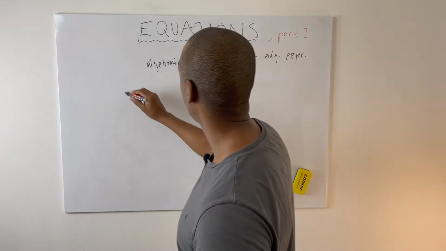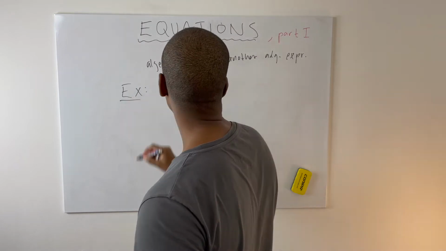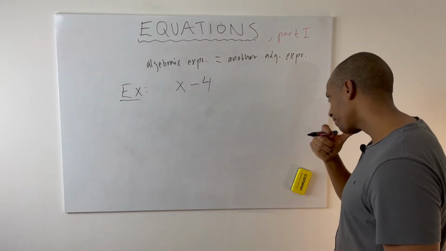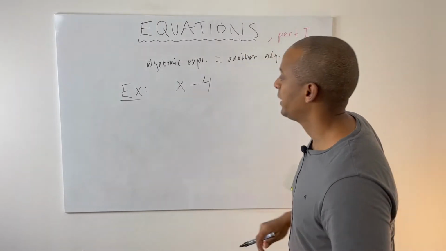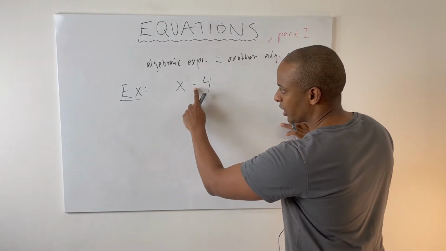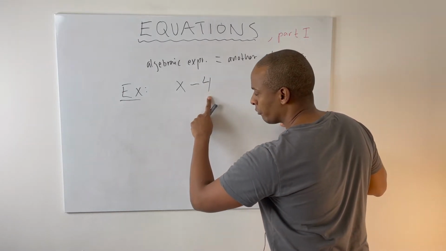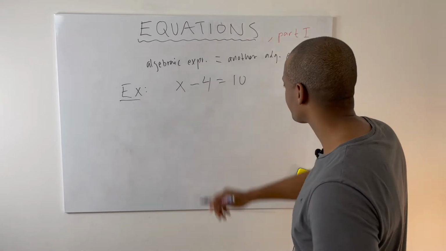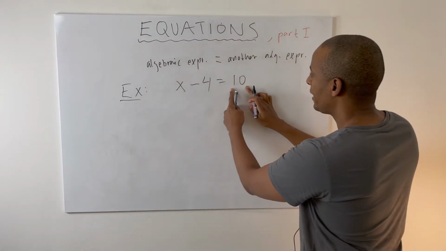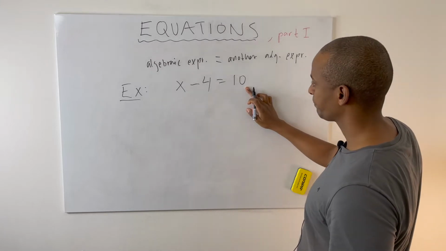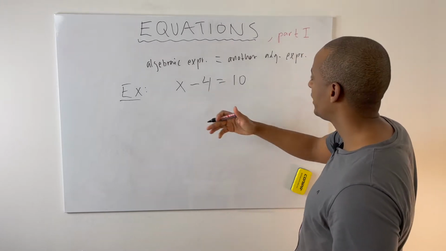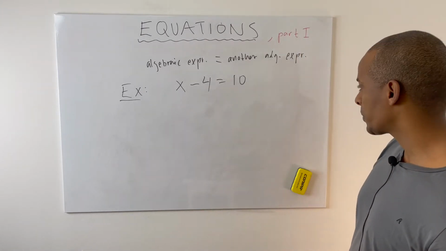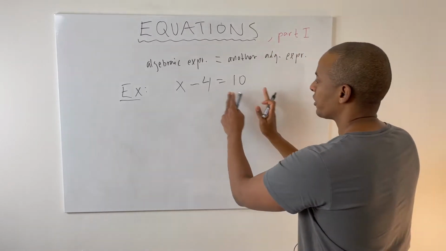So we start with this. Let's say we have x minus 4. This is an algebraic expression. It has a variable, x, it has an operator, minus, and it has a number, 4. So this is an algebraic expression and it is equal to, let's say, 10. Now this 10 is also an algebraic expression. It doesn't have a variable, it doesn't have an operator, it only has a number, a constant, 10, but it's still an algebraic expression. So these two things are now equal to each other.